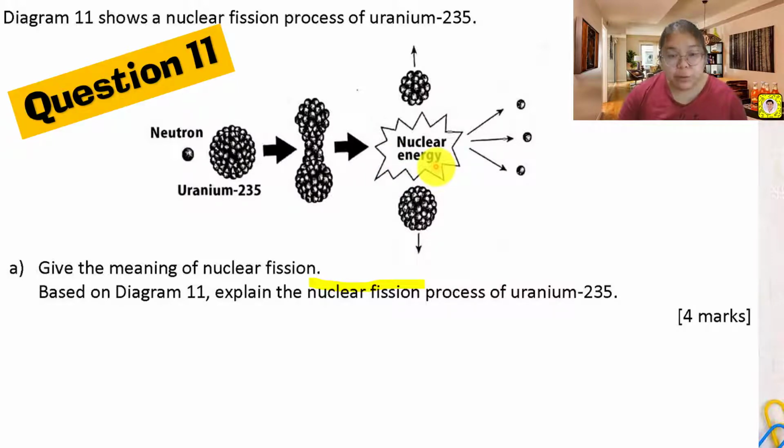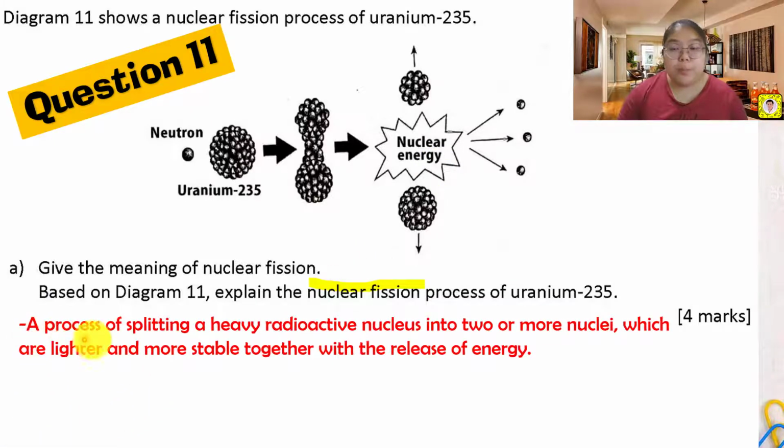So that one we call nuclear fission. Okay, let's see how to answer nuclear fission. It is a process of splitting a heavier radioactive nucleus into two or more nuclei which are lighter. That means these nuclei become lighter and more stable, together with the release of energy. But this question has 4 marks, so you need to answer more completely. Maybe this alone we can get only 2 marks.